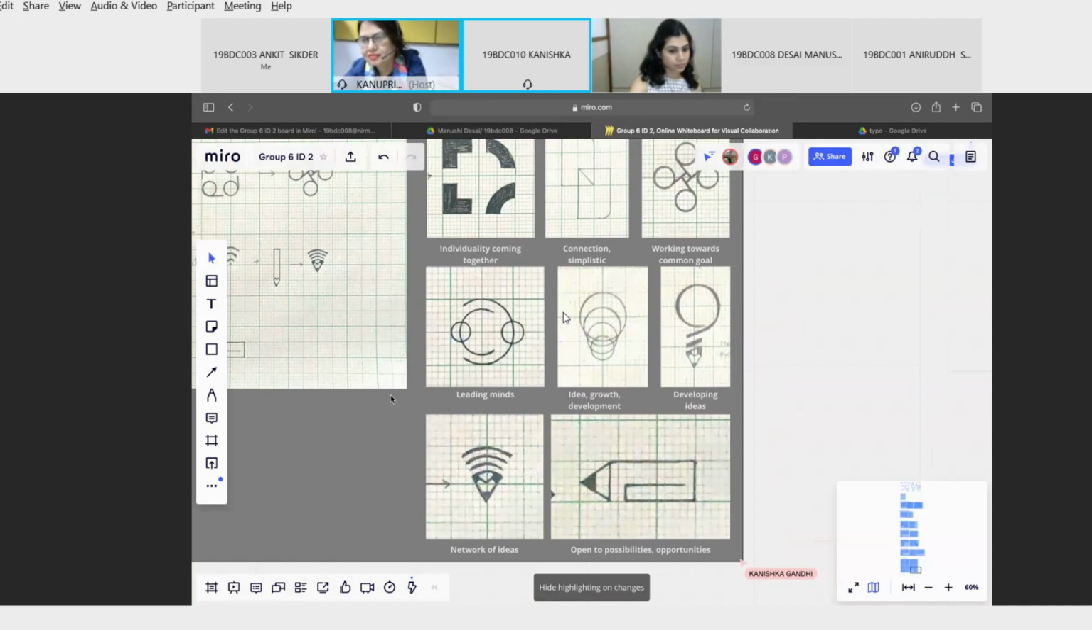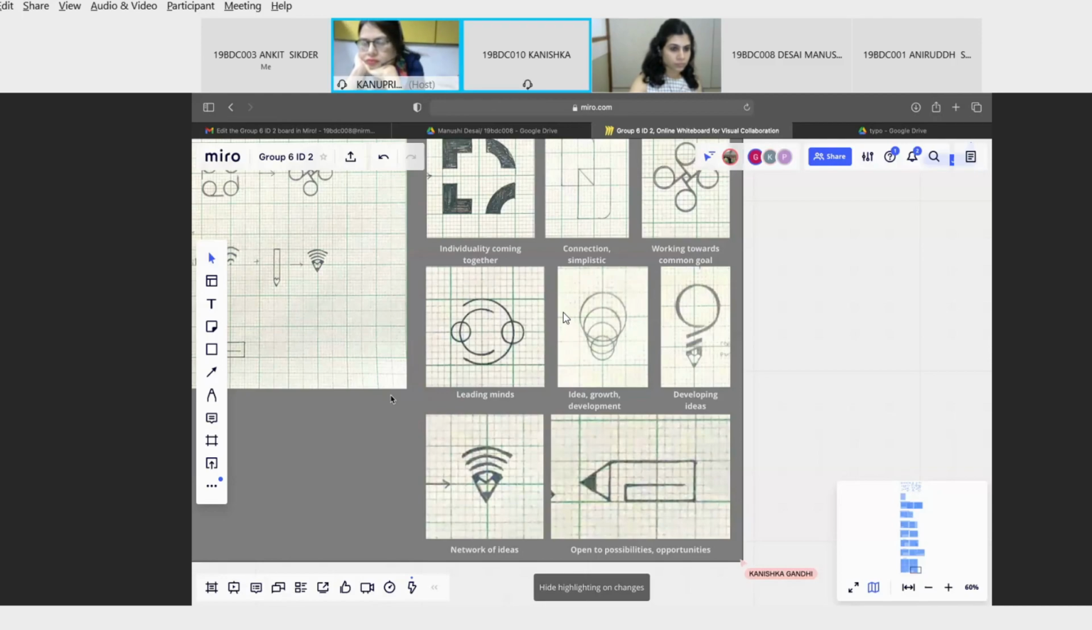In the eighth one, eighth and ninth are basically the outer form, the contour of it. It was taken from a bulb. So I've broken it down into two ways. You have the concentric circles that represent idea, growth, and development. And then the next one, I just took it forward and added a pencil somewhere, so that you're developing ideas. This is a place where you develop ideas.